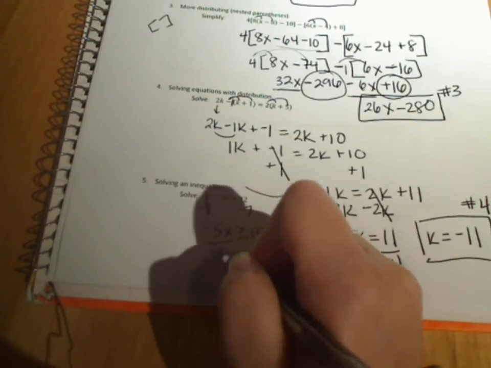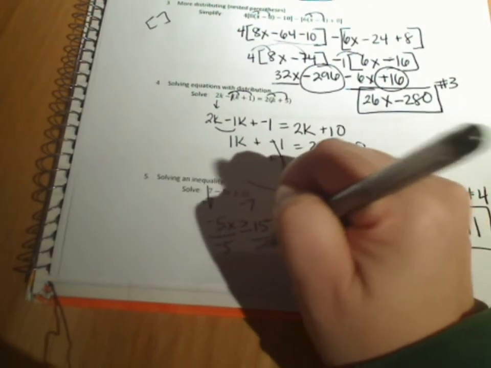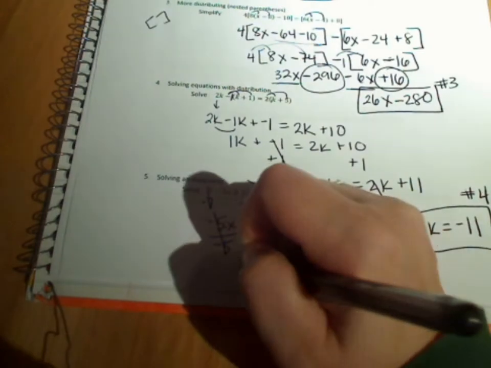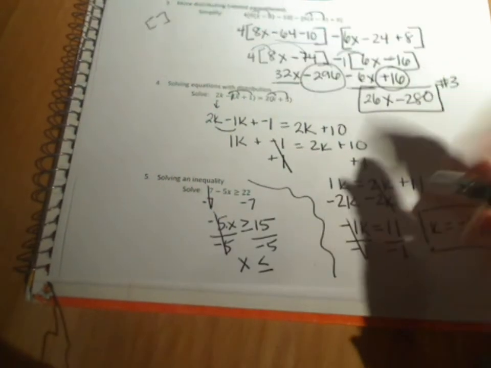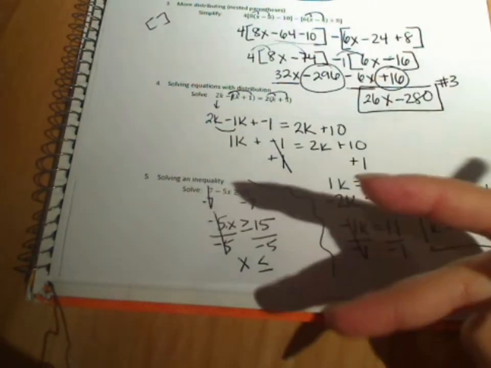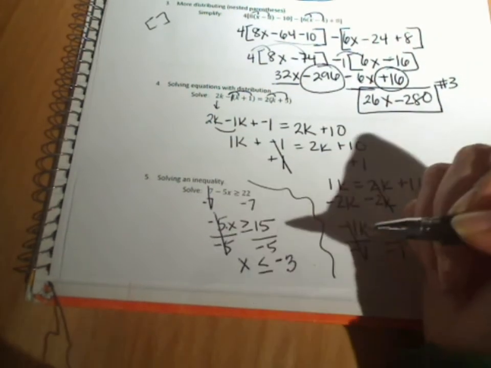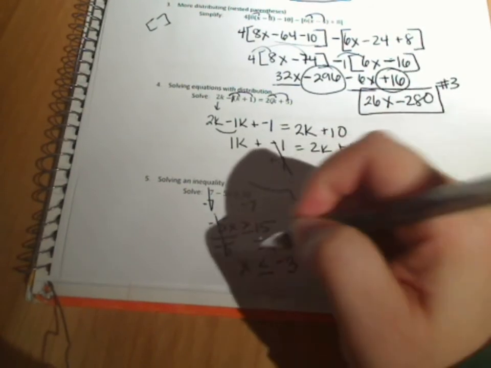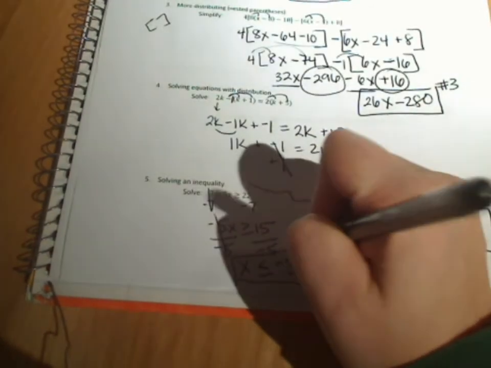Now I'm going to divide by a negative 5 because this is actually multiplying here. Divide by negative 5. The only way to cancel out that is to divide by a negative. So x, and I have to flip around because I'm dividing by a negative number, means it goes to the other side of the inequality, and I get negative 3 over here. So your final answer is x is less than or equal to negative 3.